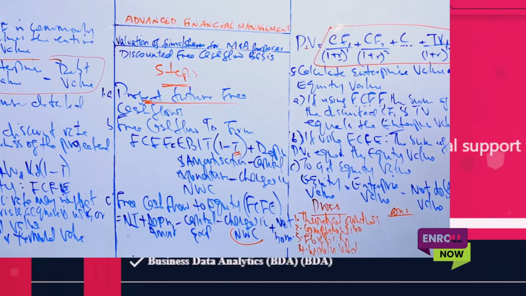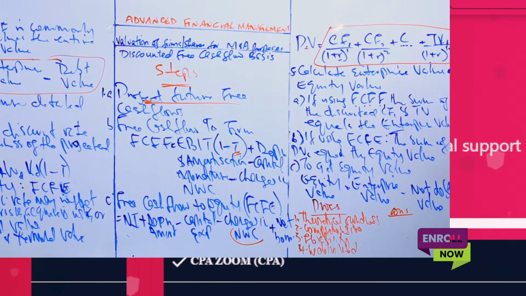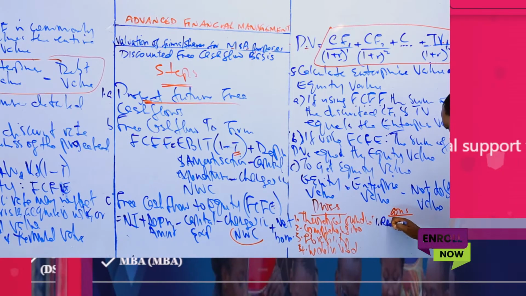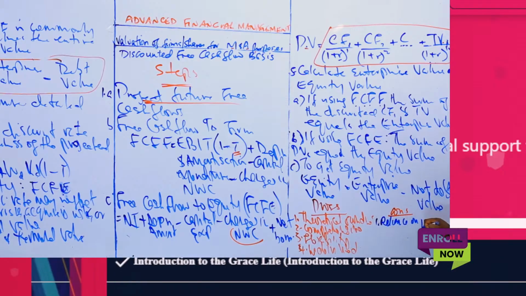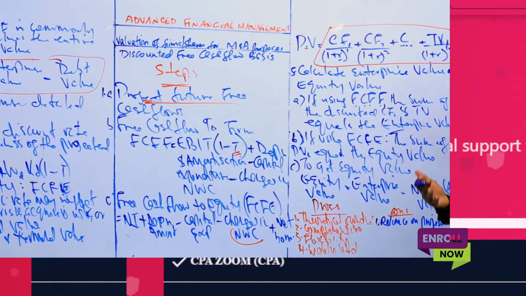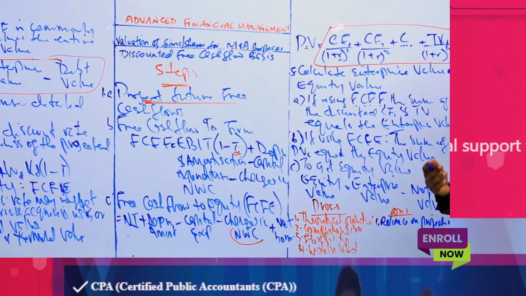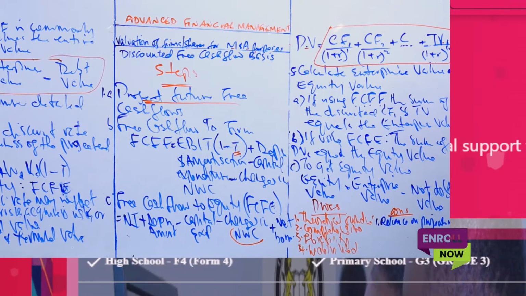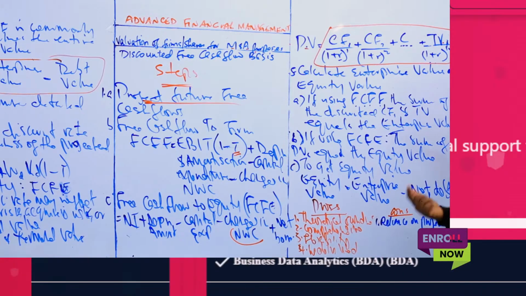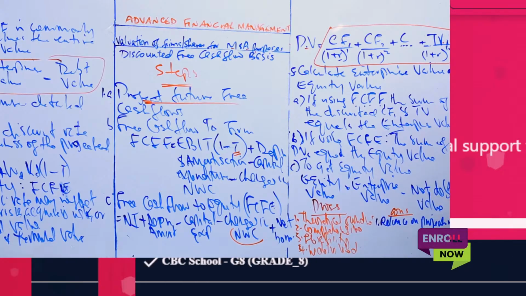How about the drawbacks? What are the disadvantages of this technique? Number 1 is reliance on projections. How is relying on projections a disadvantage? It is a disadvantage because the accuracy of the valuation depends heavily on the accuracy of the cash flow projections, which are inherently uncertain. You cannot be certain about the future.